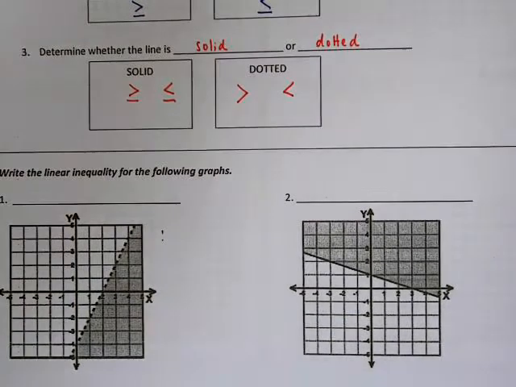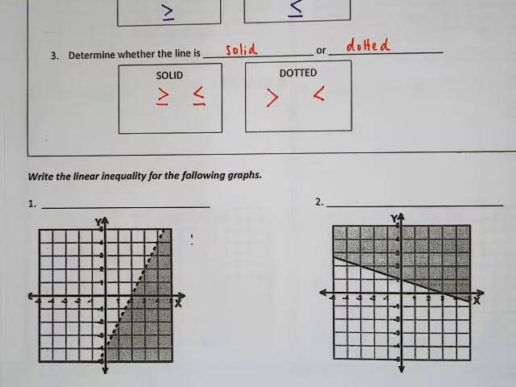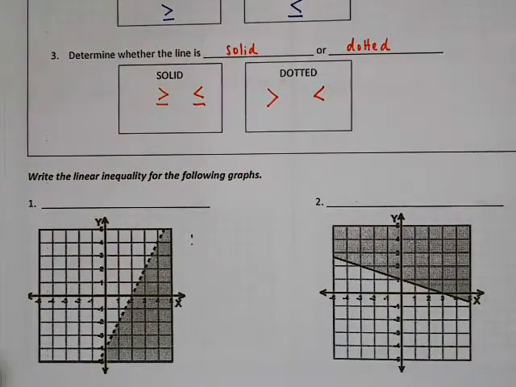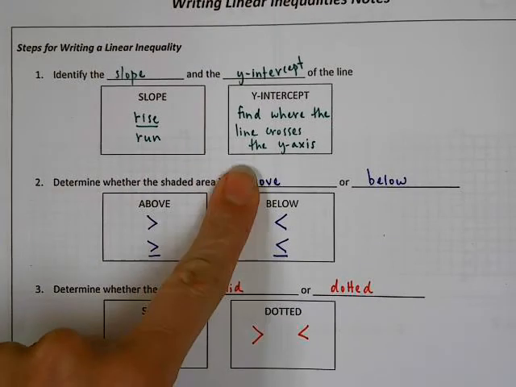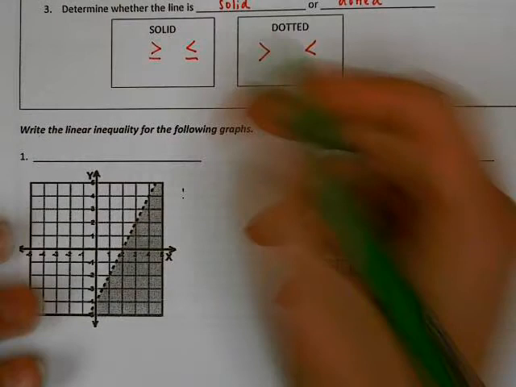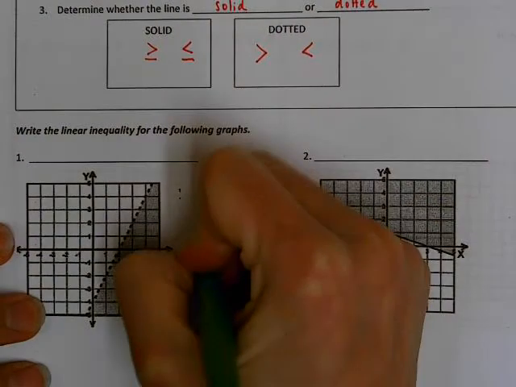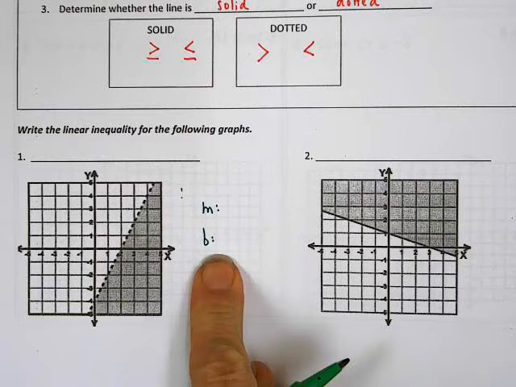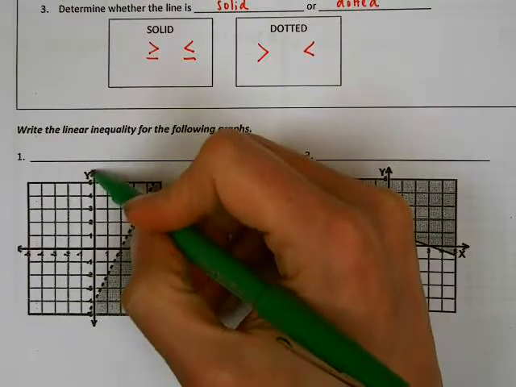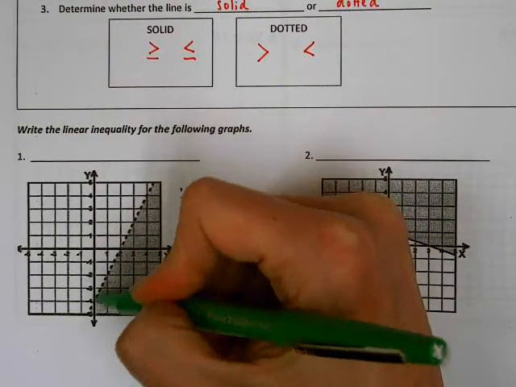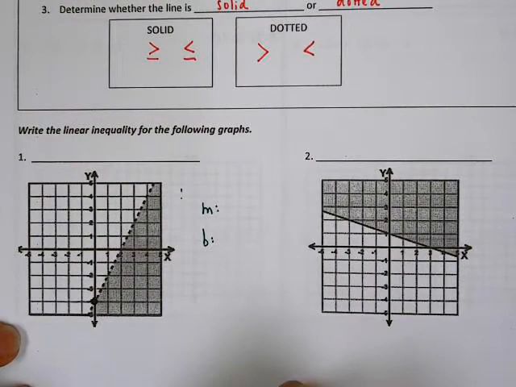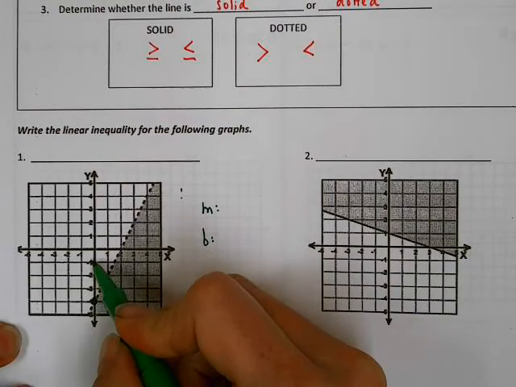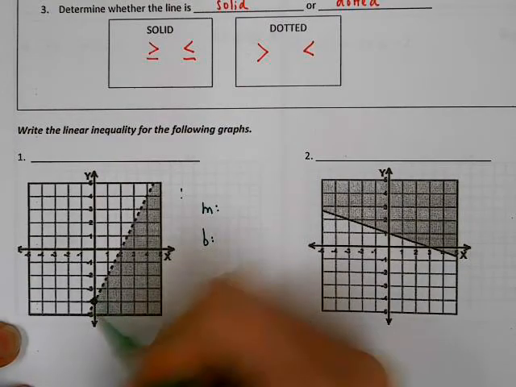Okay, so our directions say to write the linear inequality for the following graphs. So I know if I refer back to step 1, the first thing was to find the slope and the y-intercept of our line. So to the side here, I'm going to put my m and my b. So I'm going to find my y-intercept first. I know that has to be the point on the y-axis where my line crosses. So I notice that point is right here. So my b, I'm below the x-axis, so that's going to be a negative 4.